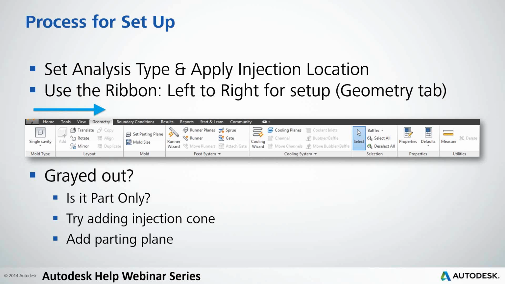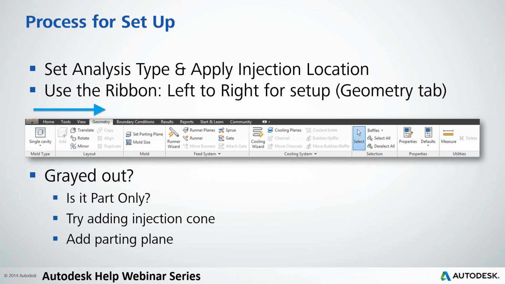So the first thing you would want to do is set your analysis type. Plan for what kind of results you want to get. Do you want to run a fill analysis only? You're only interested in if the part will fill? Or do you want to go into a warp analysis where you're actually looking at how it's going to warp compared to the process settings that you're going to put in?